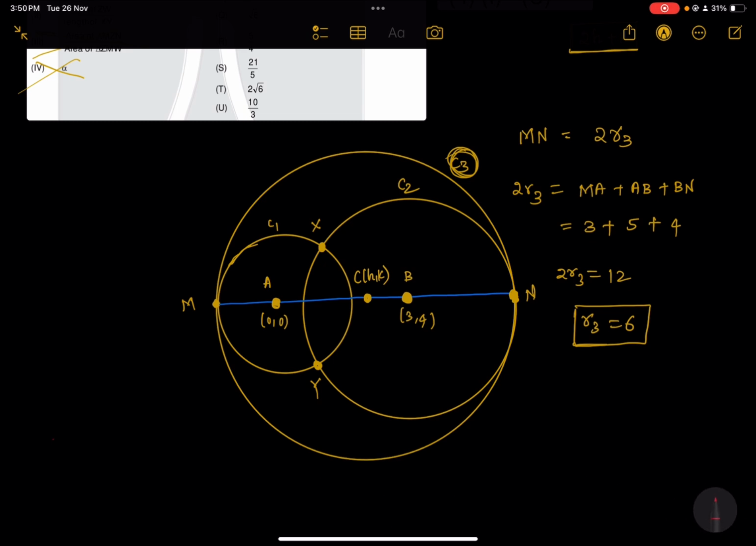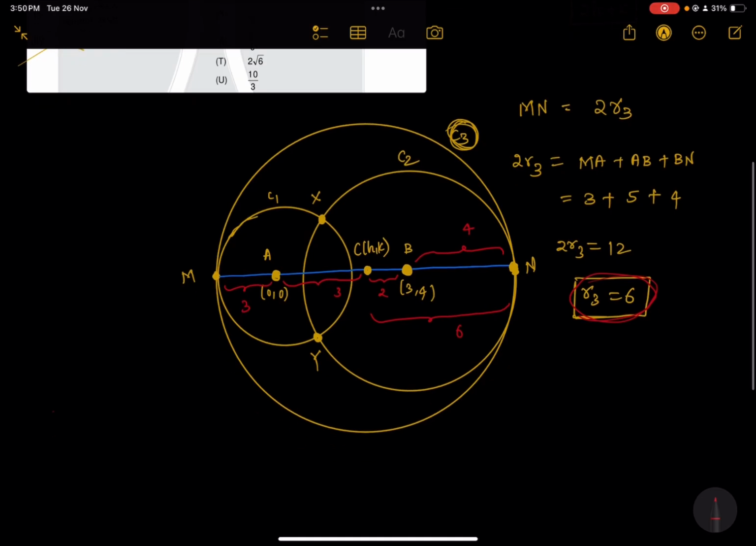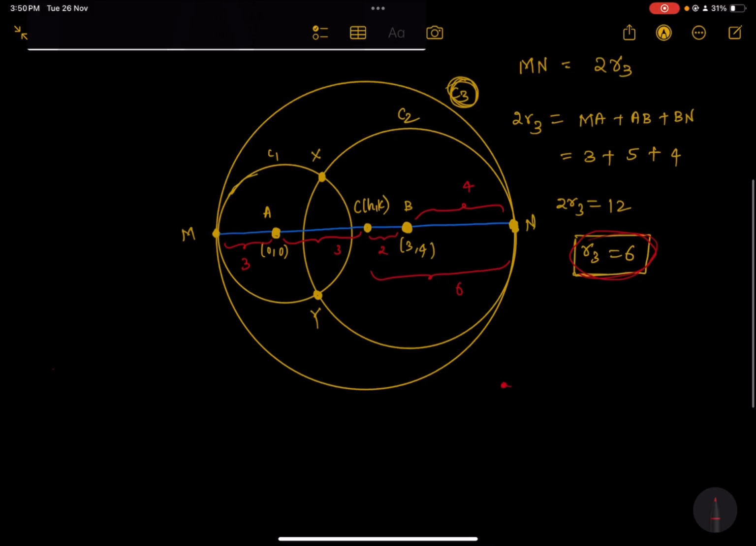Now this is already 4, we know, and C3 to N is 6 because the radius is 6, as we just derived. So this should be 2. Similarly, this is 3, and the total radius of the bigger circle is 6, so this will be 3. Now we have three points A, B and C here. This is (0, 0) and this is (3, 4), and this length is 3, this length is 2.